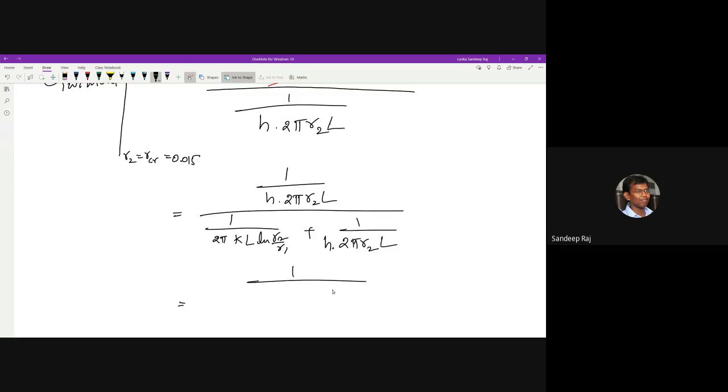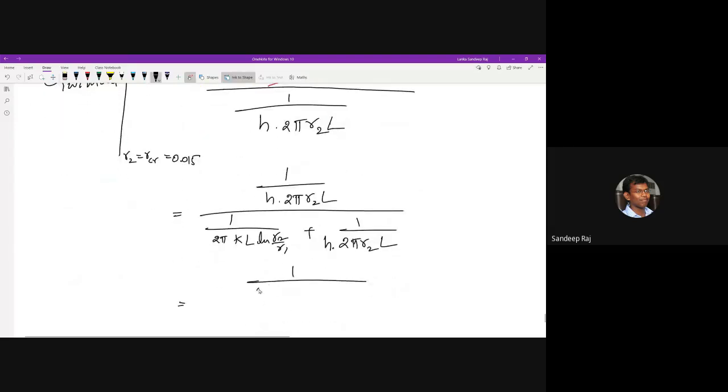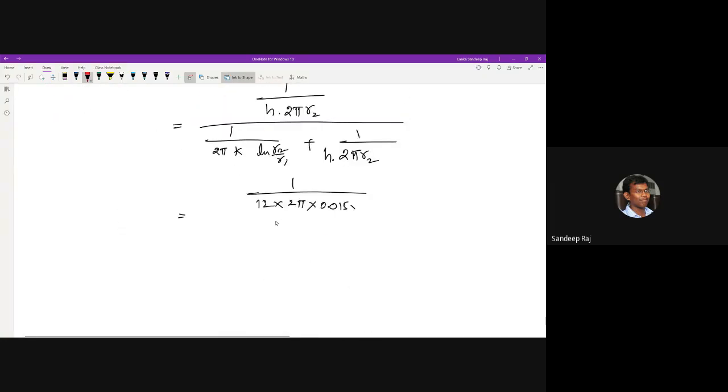You substitute the values. What is the h value that is given in the question? It is 12, right? So you substitute all those values here: 12 into 2 pi into the R2 value, which is 0.015. And the L value, is it given in the question? L is not given in the question and L can be cancelled out. You need not have L actually. Let me write it properly: take out L here and cancel that. L in the numerator and denominator will get cancelled.